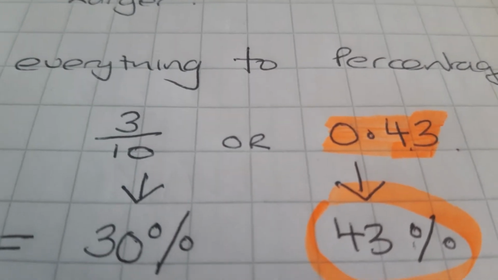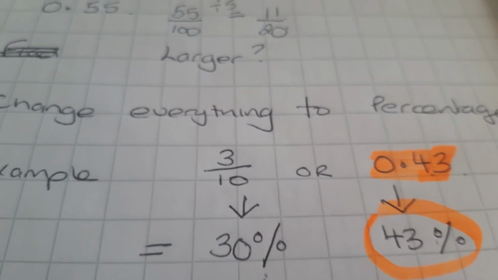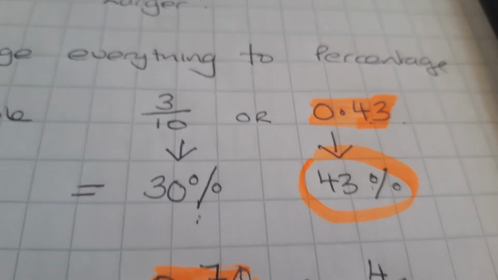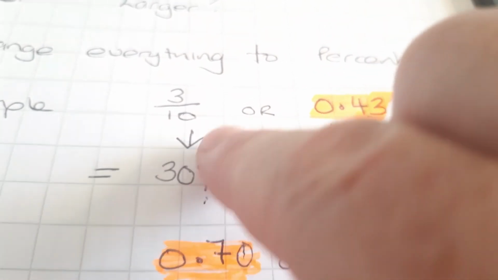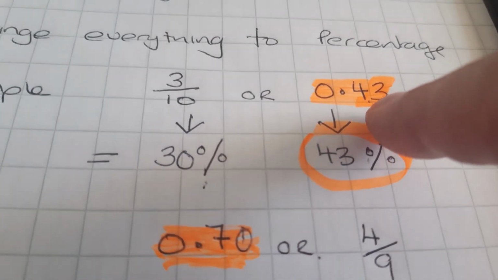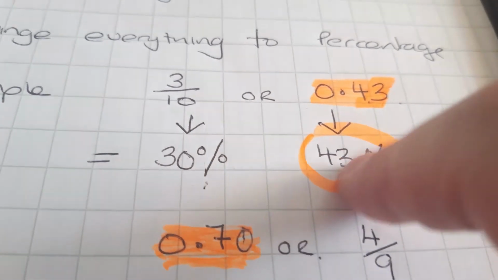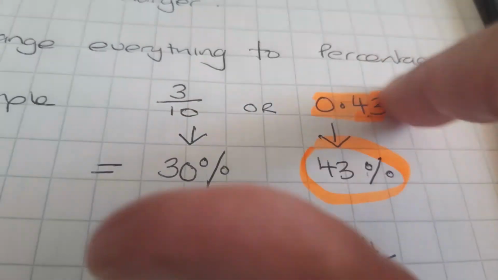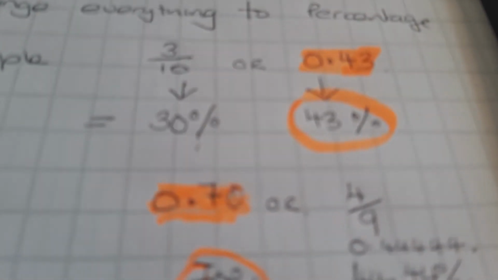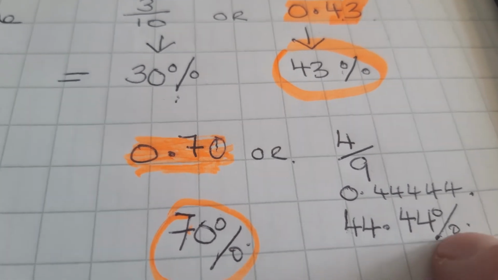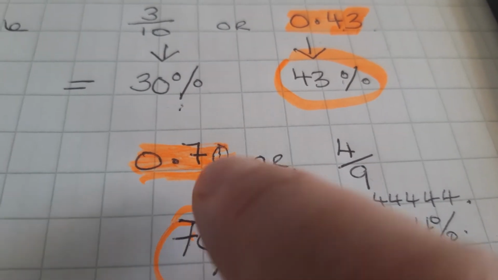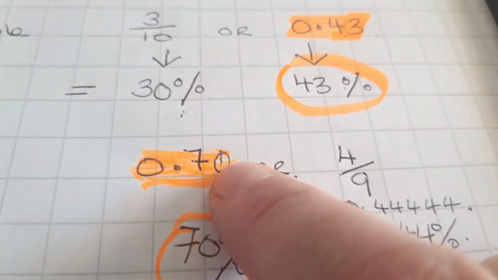So just to be going over, that's something we haven't really done this week. Questions where you have to think about which is larger. Change everything to a percentage, and then you can easily see which of the values is bigger. In this case, we had 3/10 is 30%, 0.43 is 43%, so definitely 43% is bigger. This one is bigger then. 0.7 or 4/9 is 44.44%. 0.7 is 70%, so clearly 0.7 is bigger.